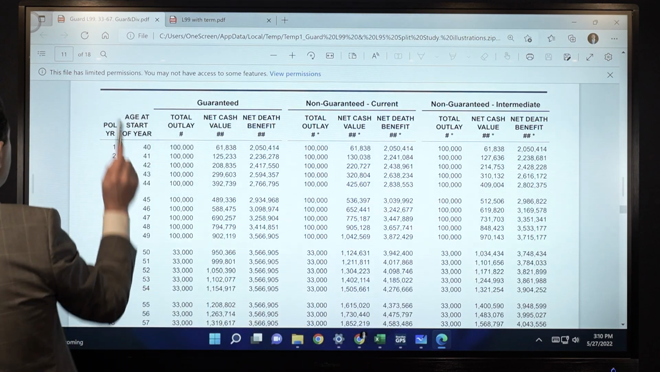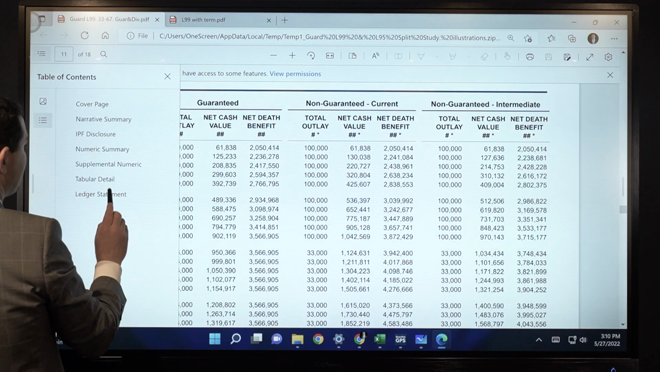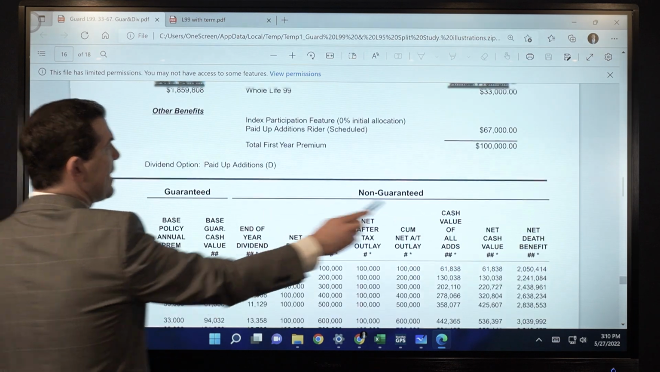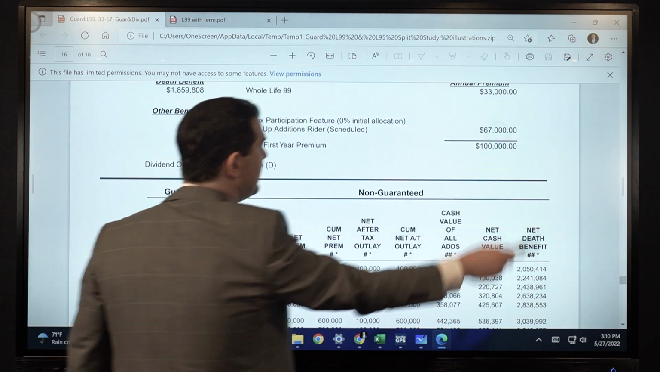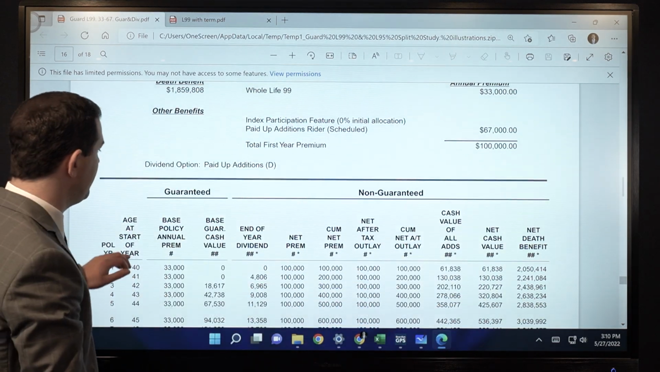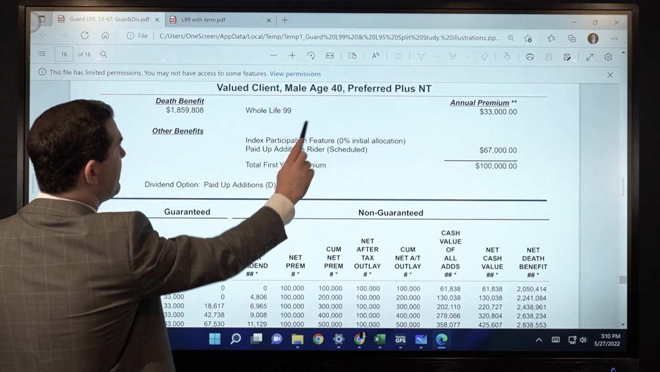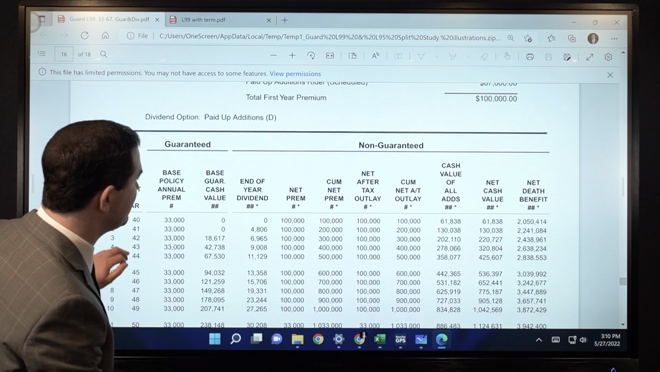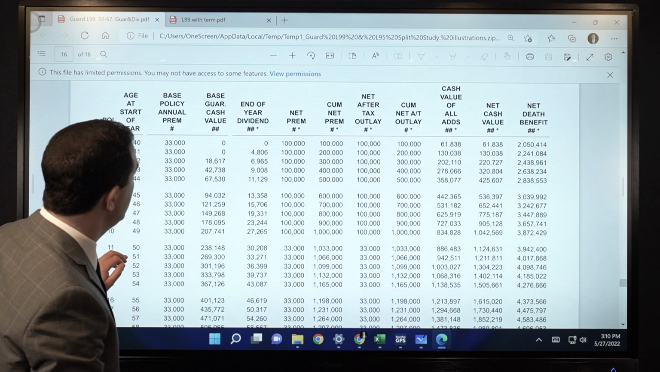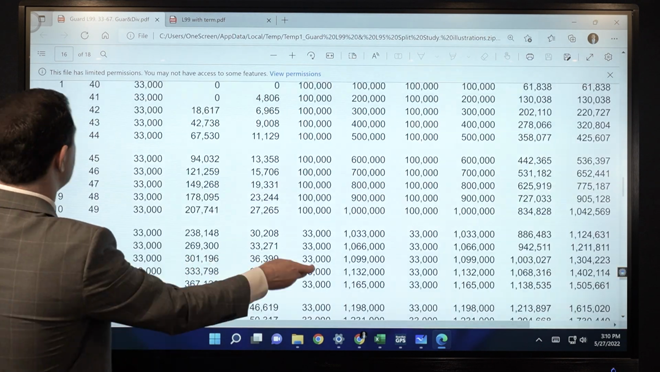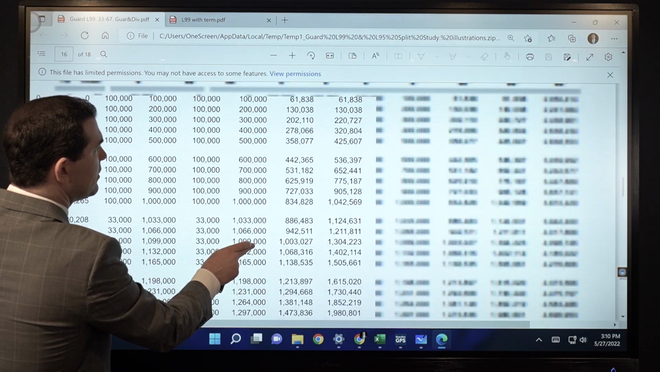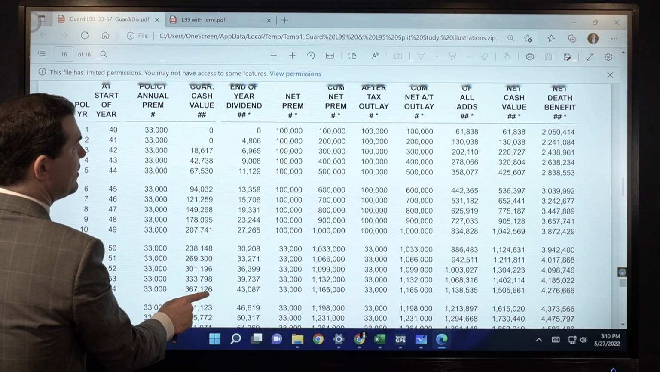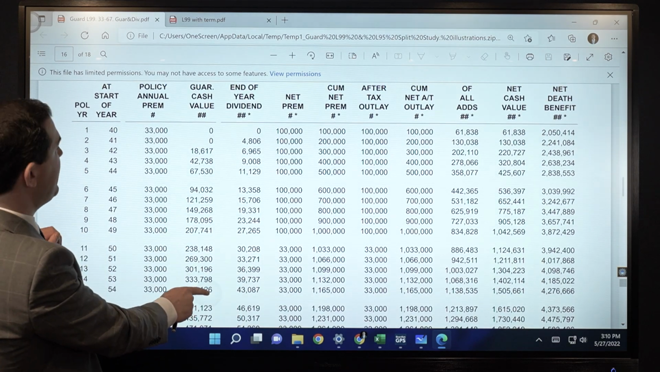If we want to look at a more detailed snapshot here, we could go to the ledger statement. There's your breakdown, base premium, PUA payment, paid up additions rider. No term rider, we would see it up here. We don't see any riders here. The indexed rider is on, but it's not exercised. And here we go. So what you'll see here is as follows. There's your columns up top. Far right, net cash value and net death benefit.